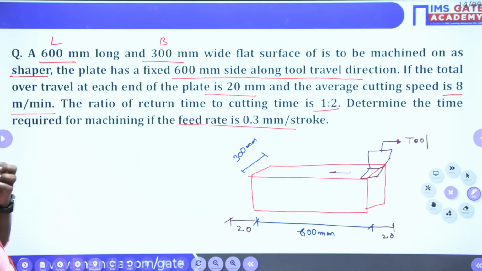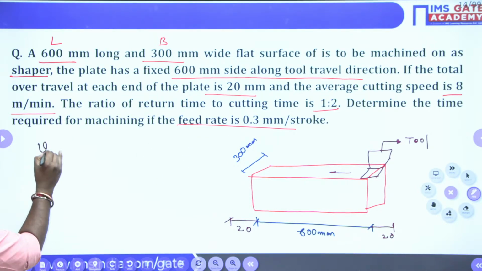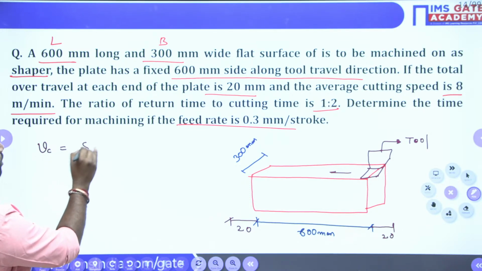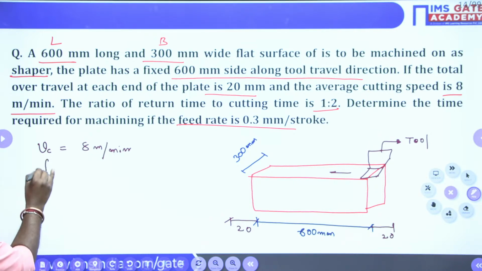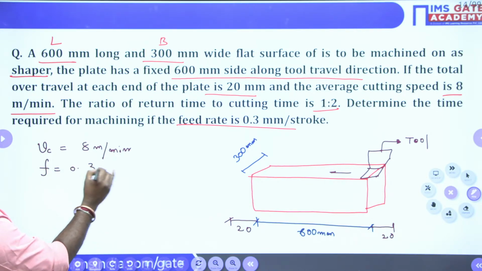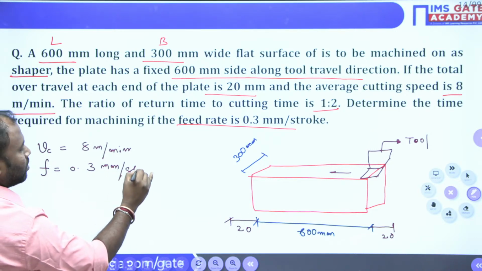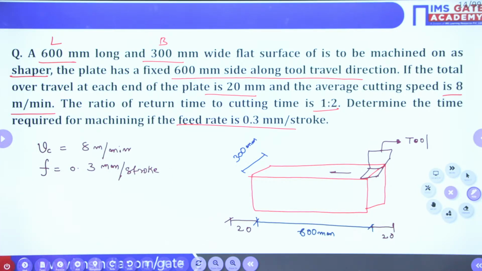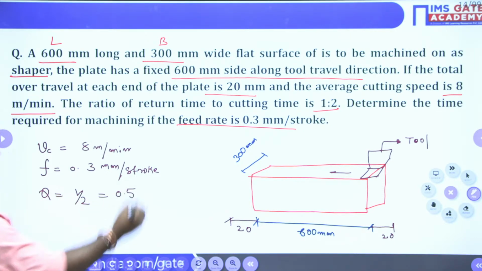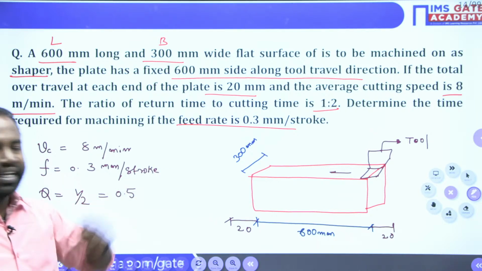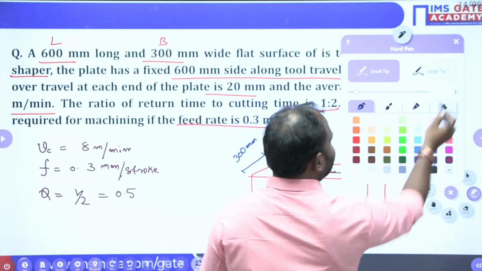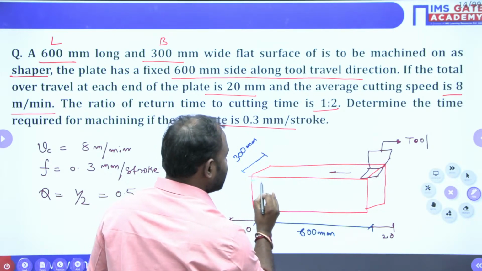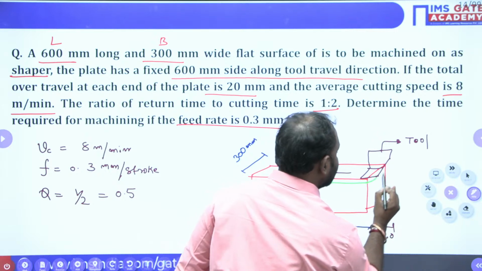Now the cutting speed is given. The cutting speed Vc is equal to 8 meters per minute. The feed is 0.3 mm per stroke. The quick return ratio is equal to 1/2, that is 0.5. This is what is given. Now for doing this machining operation, we have to calculate how much time it will take.